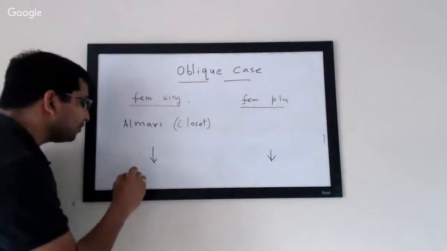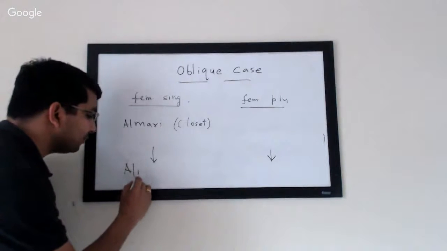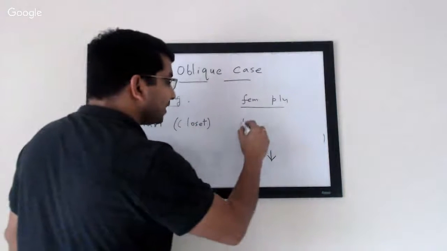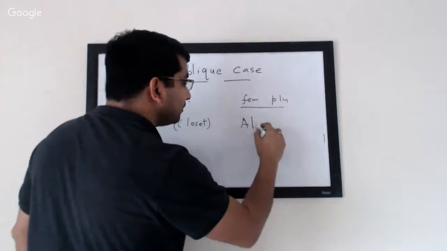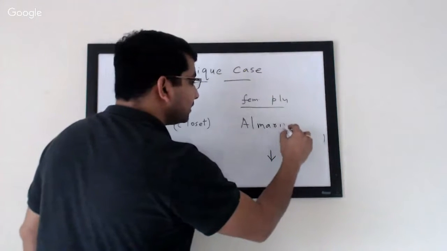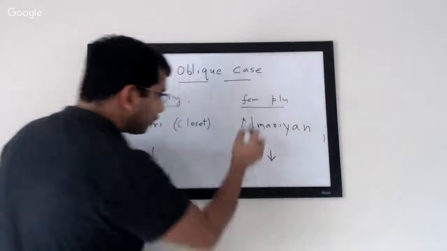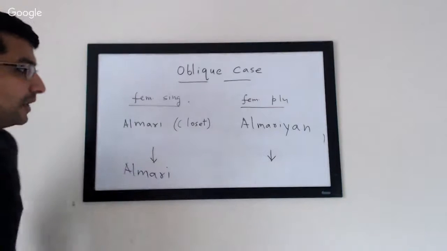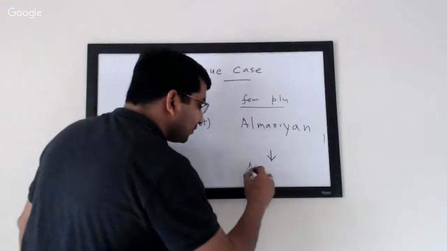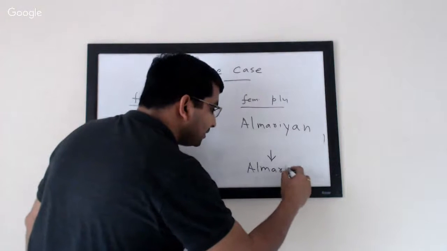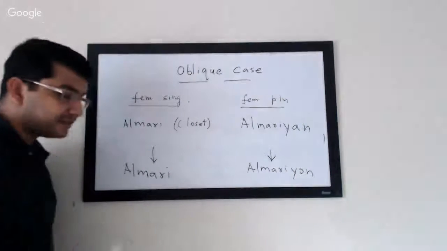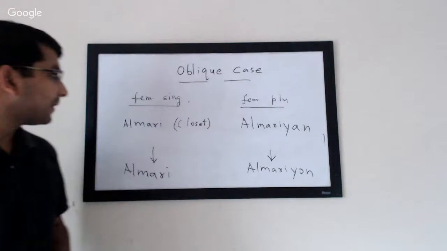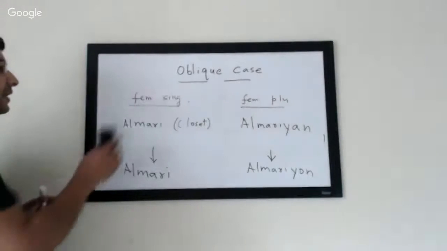So almari, the oblique case in singular remains the same, as you know, because for ladki also it remains the same. Almari. Plural for almari is almariyan, like many closets. So if you follow the same pattern that you followed for ladki and ladkiyan, for ladkiyan the oblique case was ladkiyon, right? So you can say almariyon, closets, right? Let's look at more examples here so that it will be clear to you what I'm talking about.